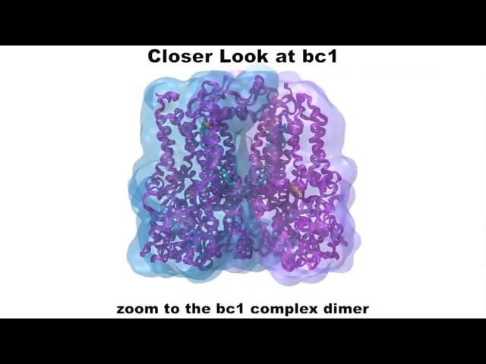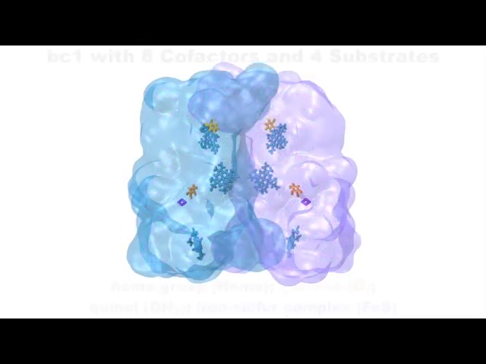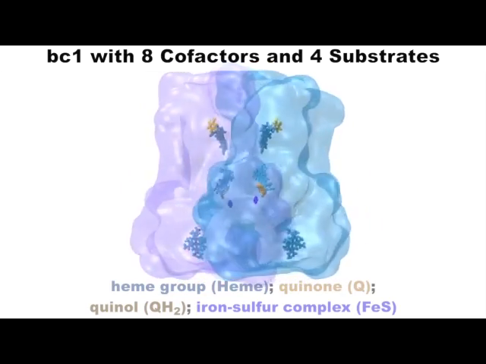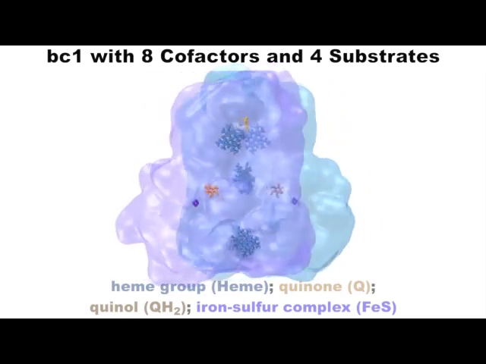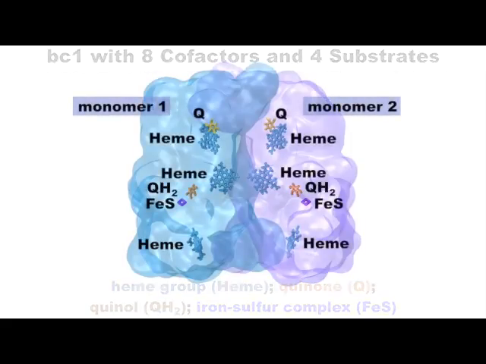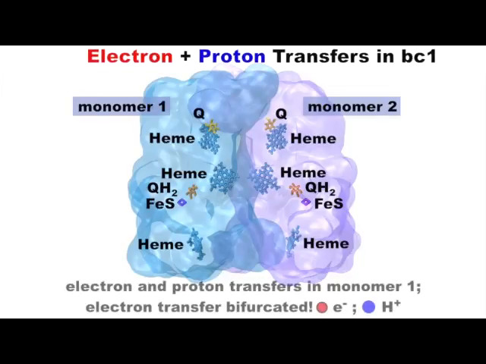And so 8 cofactors and 4 substrates, it's a dimer. And so we now see what happens with that quinol that is loaded with electrons and protons. So there's one bound, QH2, you see it there. And now the electron will be taken away and the protons will be taken away from the quinol to turn into quinone. You see one electron goes down, no surprise. But the second electron is going up.